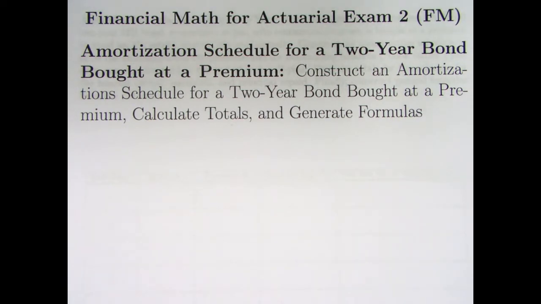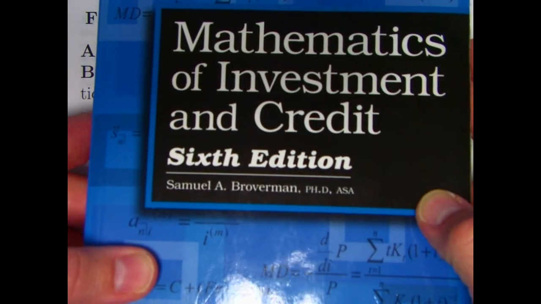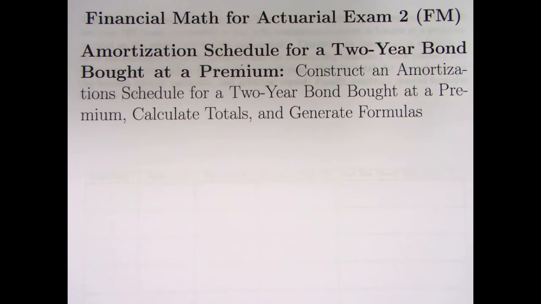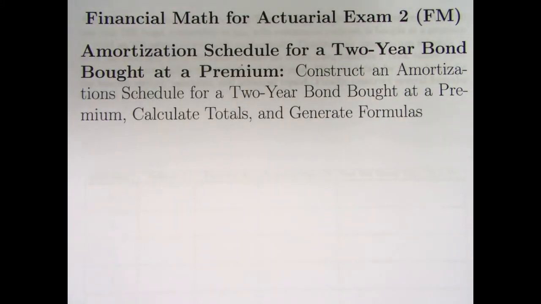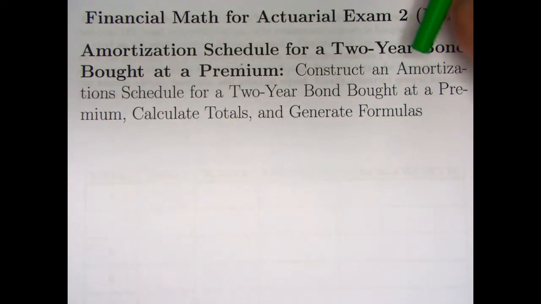Mostly we've been doing exercises from the 6th edition of the Mathematics of Investment and Credit by Samuel Broverman, as well as The Theory of Interest by Stephen Kellison. However, in both of these books, I couldn't really find exercises that do quite exactly what I'm going to show you here, so I made up my own problem. They have examples in the reading similar to what I'm going to show you, but no exercises.